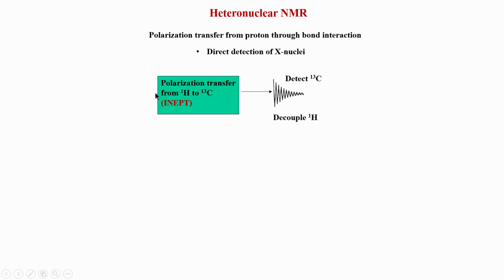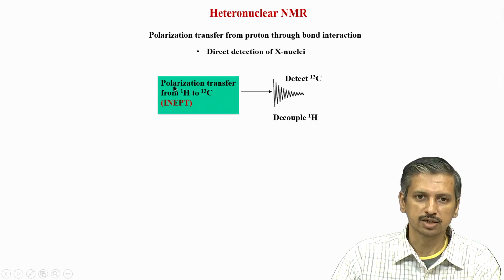So, let us start from a simple 1D heteronuclear NMR, where we directly detect the carbon. As I said, normally this is not what is done in 2D and 3D NMR, but to understand, let us look at it as a very basic case first. Let us say you transfer the polarization from proton to carbon by the INEPT mechanism, which I am not showing here, we will see that shortly. It is shown as a box here.